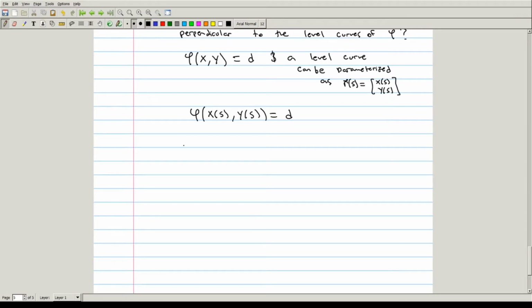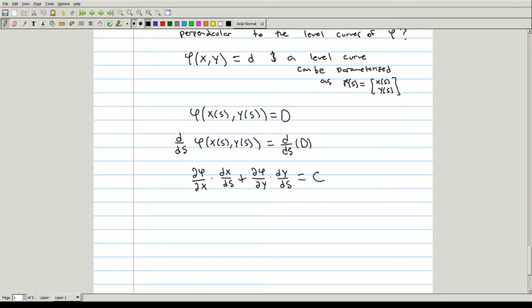And if we differentiate both sides of this equation with respect to s, we also have to differentiate the right-hand side. And let's make this a capital D to denote that it's the constant level d. Well, the derivative of this composition of functions is just d phi dx times dx ds plus d phi dy times dy ds from the multivariable chain rule. And the s derivative of a constant is equal to 0.